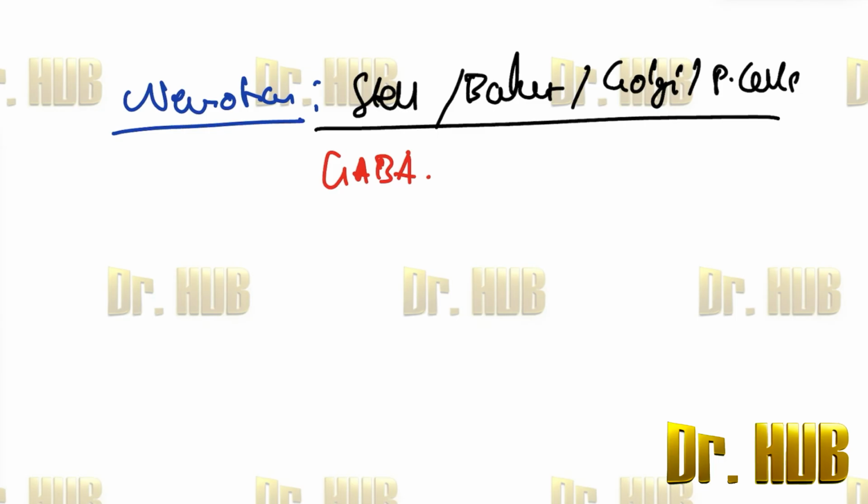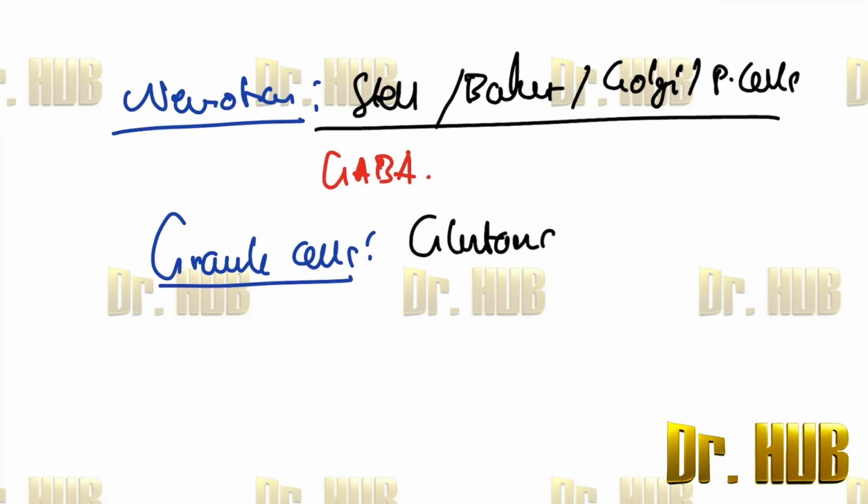Next are the granule cells. Under the granule cells, it is glutamate. So for neurotransmitter release: the stellate, basket, Golgi and Purkinje cells release GABA, and the granule cells release glutamate.